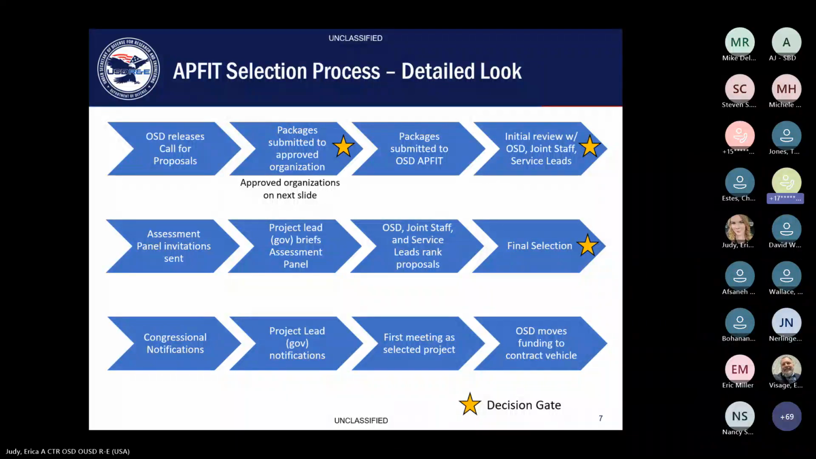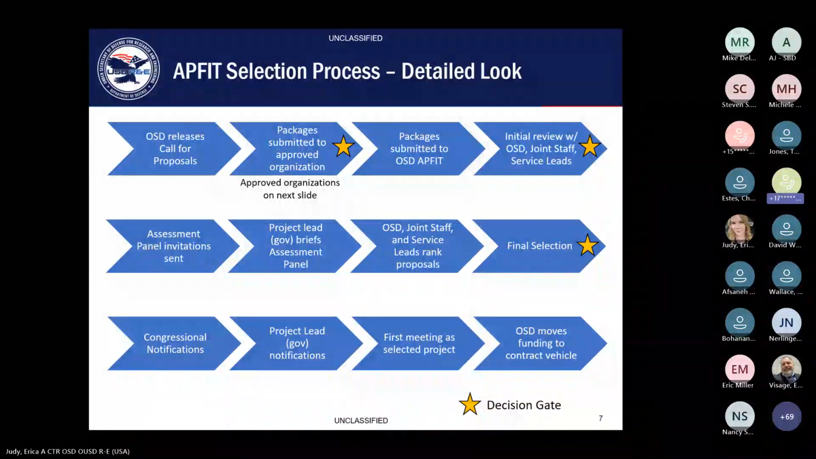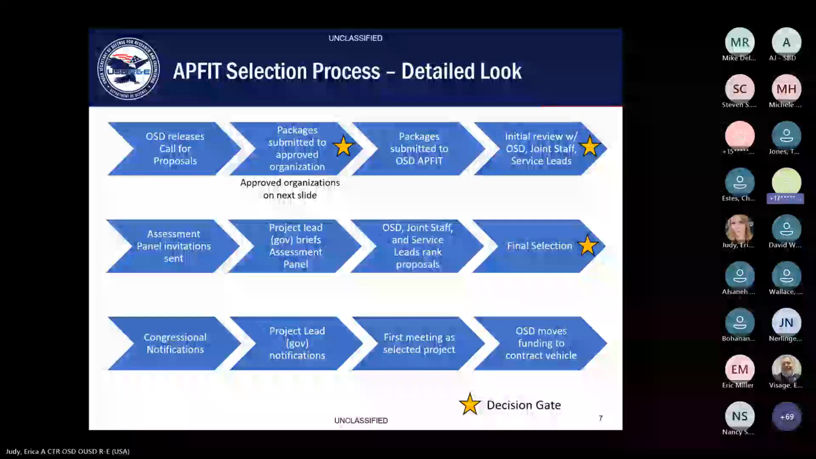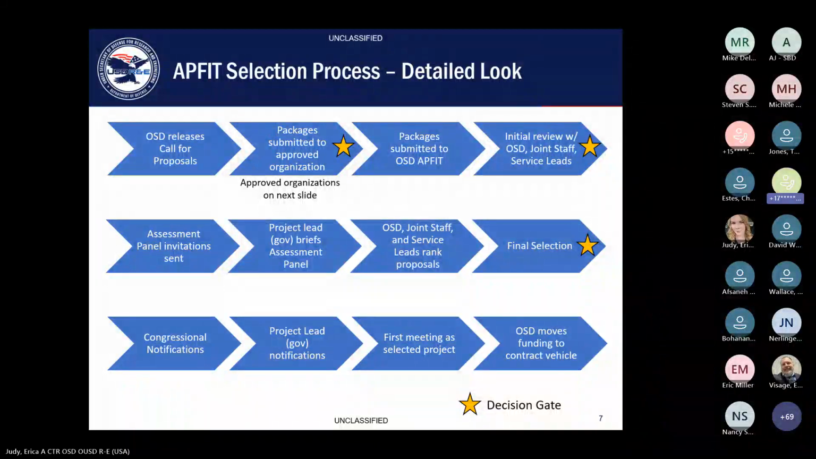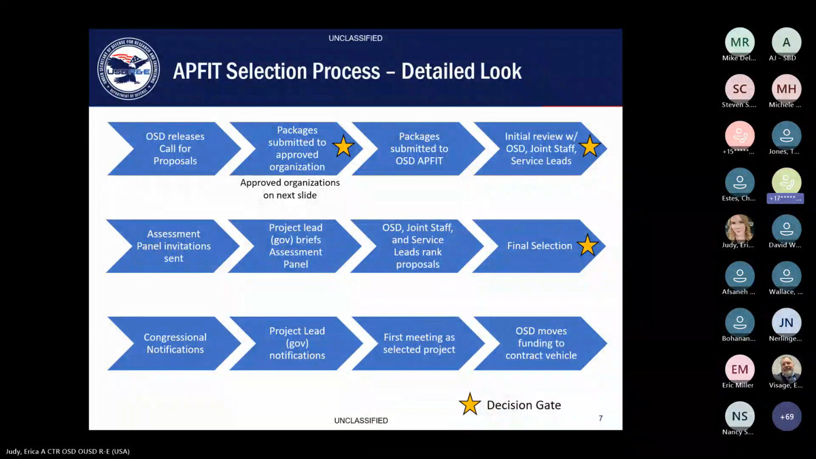The bottom line here was kind of more relevant for the government folks, but just for your understanding, what happens after we complete final selection is we first do congressional notifications. As soon as those are sent, then we notify your project lead. We actually, at no point, reach out directly to the company. We will notify your project lead, congratulations, you've been selected for APFIT funding, and we'll look to set up immediately, literally the next day if we can, an initial meeting.